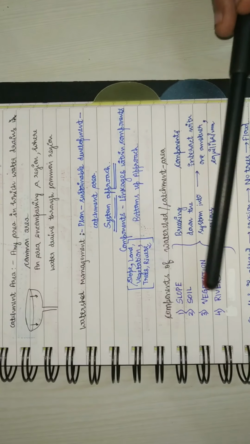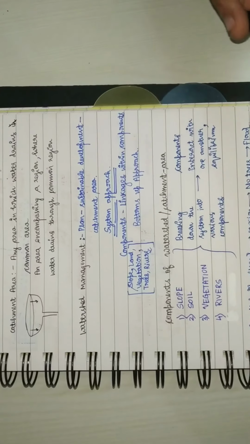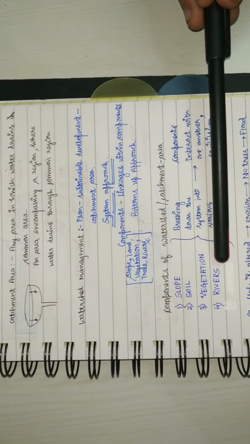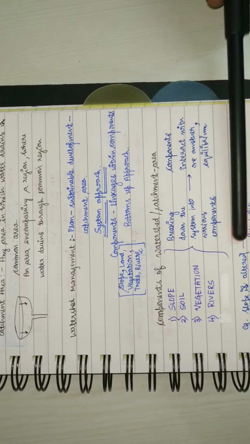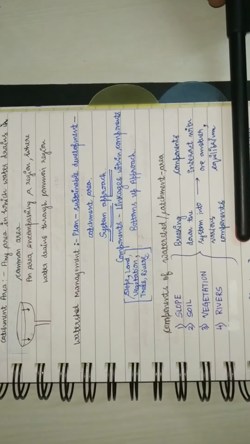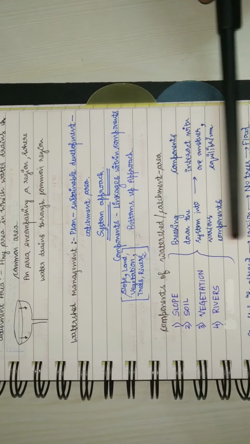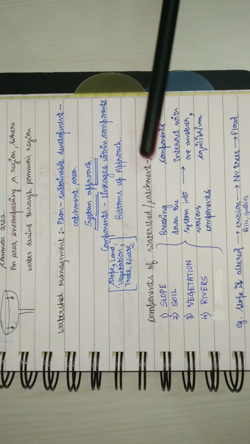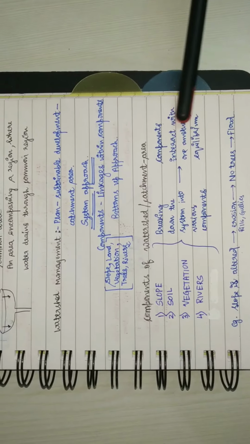Slope, soil, vegetation, and a link between upstream and downstream, that is a river. Now breaking down the system into various components is known as the systems approach. Now the components interact with one another and there is an equilibrium.